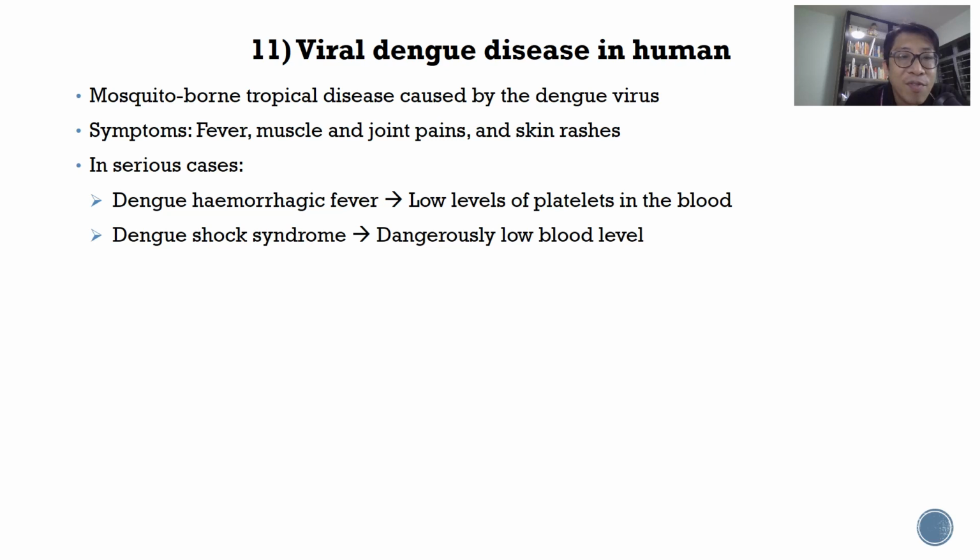If dengue fever is not treated early, it can develop into more serious cases known as dengue hemorrhagic fever as well as dengue shock syndrome, which is due to the low level of platelets. So there's an inability to stop bleeding, especially internal bleeding, and that brings about the low blood level we see in the dengue shock syndrome.